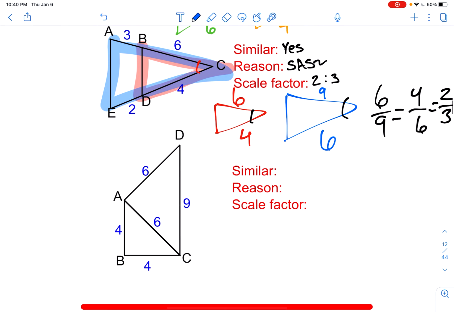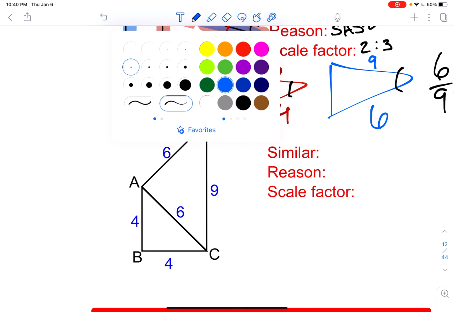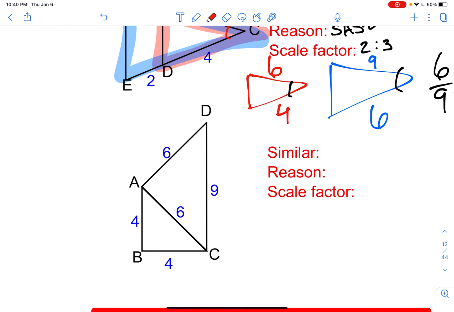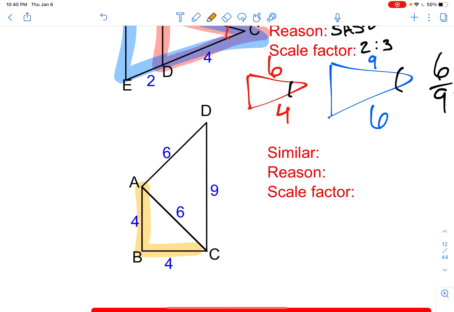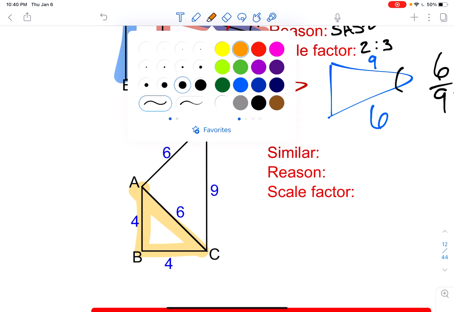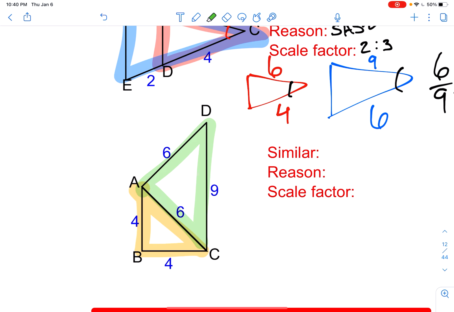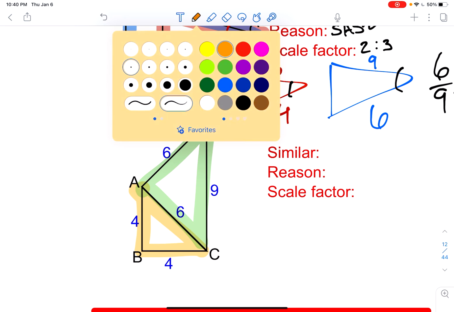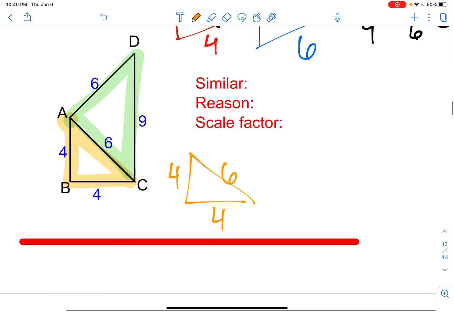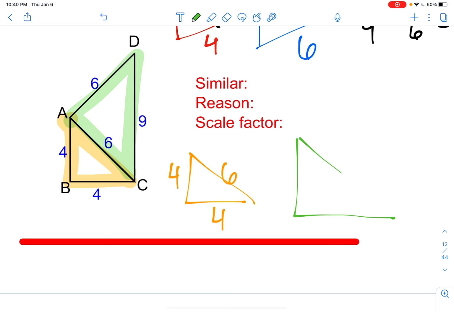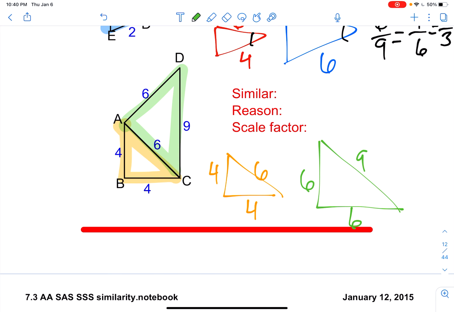All right. Now this one, 2 triangles here as well. We have the orange one, and we have the green one. Orange triangle, 4 by 4 by 6, and the green one, another isosceles triangle, is 6 by 9. No angles, so we just need to see, are the sides proportional?